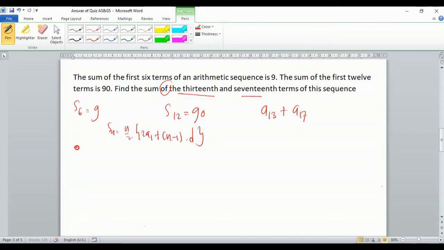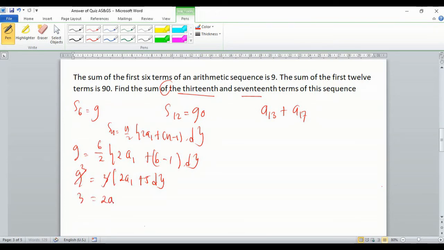So we can use this way. So this one, 9 equals 6 over 2 times 2a1 plus 6 minus 1 times d. Okay, so here 9 equals 3 times 2a1 plus 5d. So we can cancel 9 and 3, we get 3. So this one is 3 equals 2a1 plus 5d. And then how about this 12? 90 equals 12 over 2 times 2a1 plus 12 minus 1 times d.